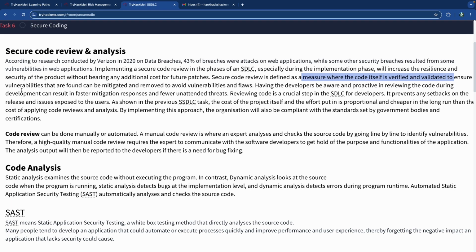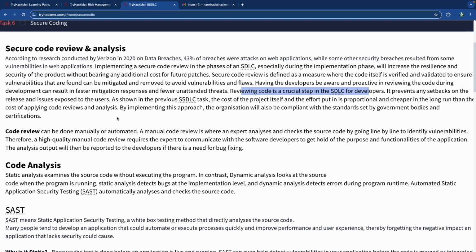So it requires that you understand code at the very least, or you need to understand how to ask questions about the code. So it's important to understand coding and find out how you can mitigate and remove those vulnerabilities and flaws. Having the developers be aware and proactive in reviewing the code during development can result in faster mitigation responses and fewer unattended threats. Reviewing code is a crucial step for developers, and it prevents any setbacks on the release and issues exposed to the users.